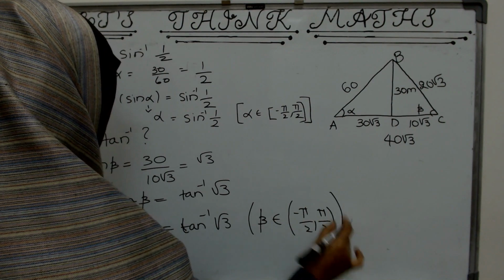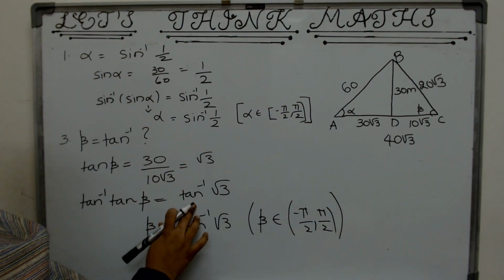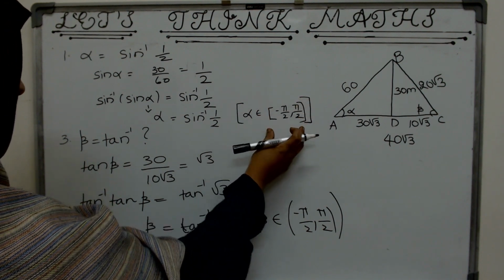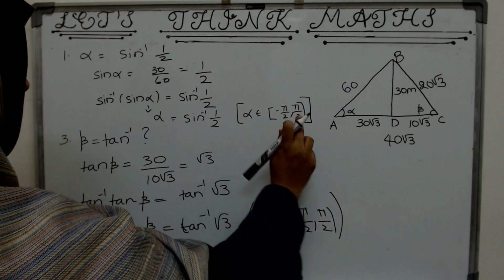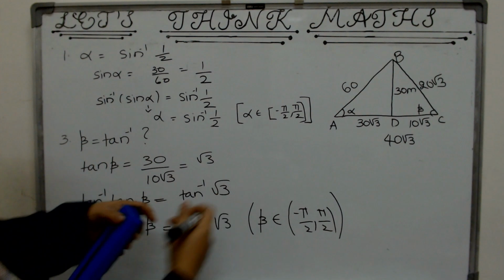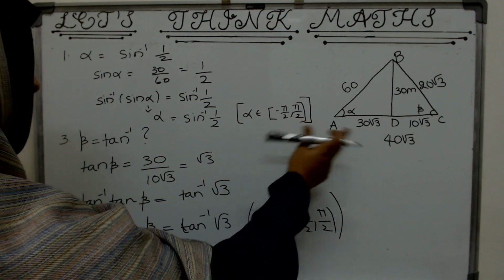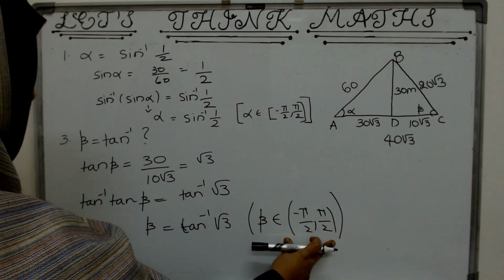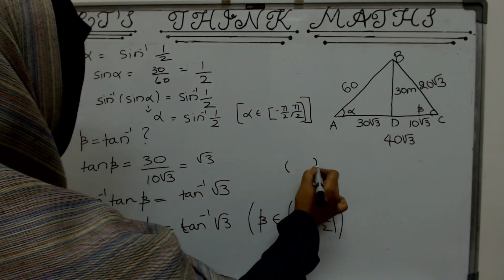Did you notice the difference between the range of sine inverse function and the tan inverse function? This is a closed interval. This is an open interval. What is the difference between a closed interval and an open interval? In a closed interval, the endpoints are included. That is what the word closed means, right? When a room is closed, people who are inside the room remain in the room. So -pi by 2 and pi by 2 belong to this interval. But here -pi by 2 and pi by 2 are not included. That is why we use these brackets.